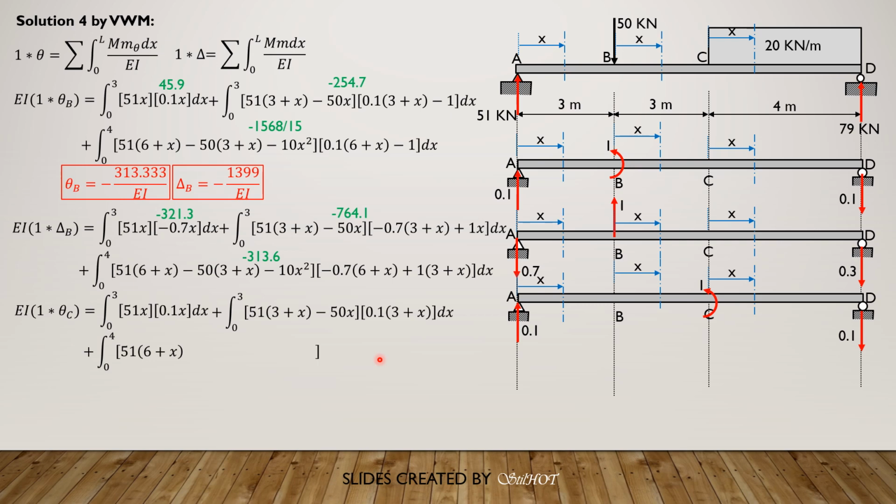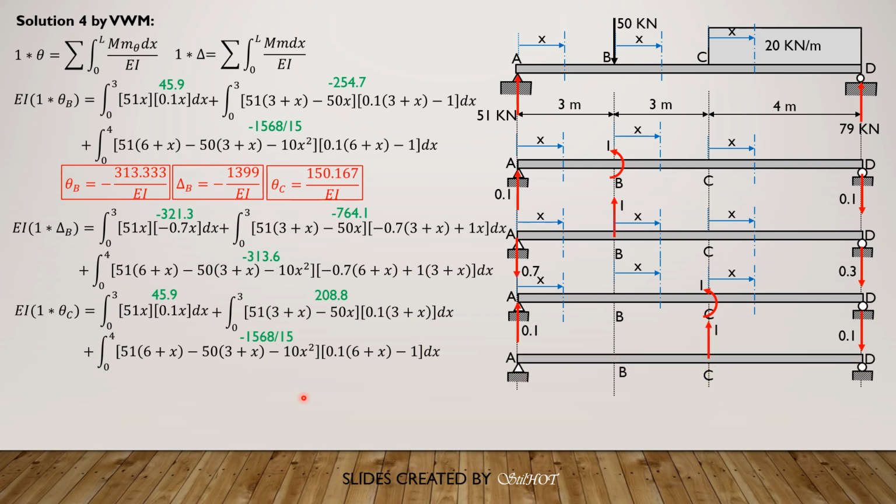Then the last is integral from 0 to 4 of quantity 51 times (6 plus x) minus 50 times (3 plus x) minus 10x squared. Then for the small moment, times quantity 0.1 of (6 plus x), then minus 1 dx, because it is this section here. Again, the value of the first integral is equal to 45.9. The second integral is 208.8. The last integral is negative 1568 over 15. So combining, theta C is positive 150.167 over EI as before.